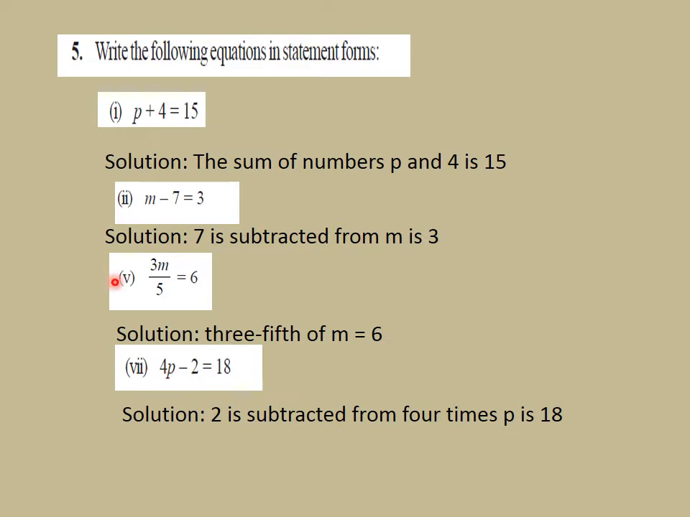Okay. Now let us see seventh question. 4p minus 2 is equal to 18. How do you write this? 2 is subtracted from 4 times p. 2 is subtracted from 4 times p is 18. Okay. I hope it is clear. The remaining questions, please solve them.